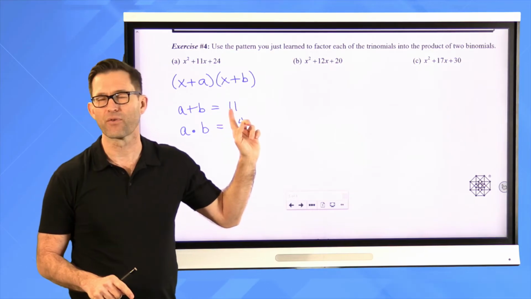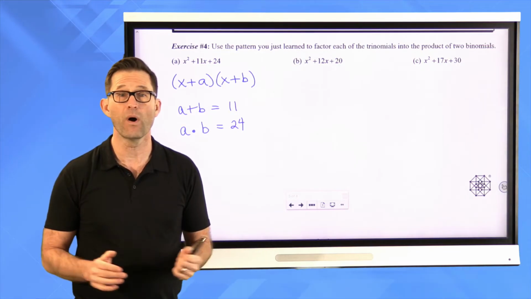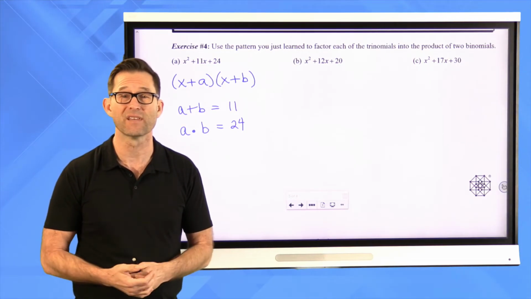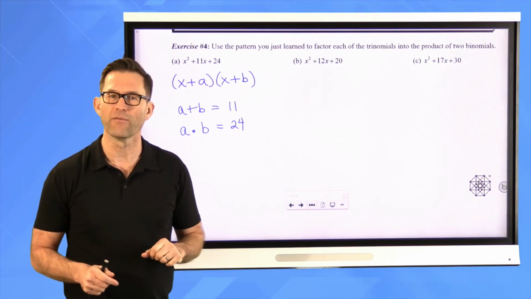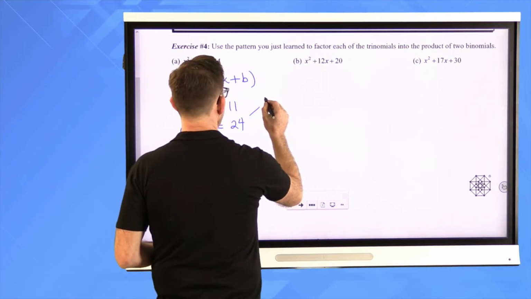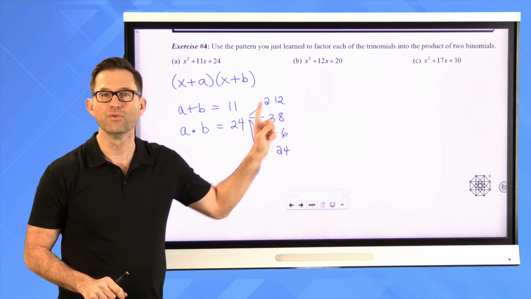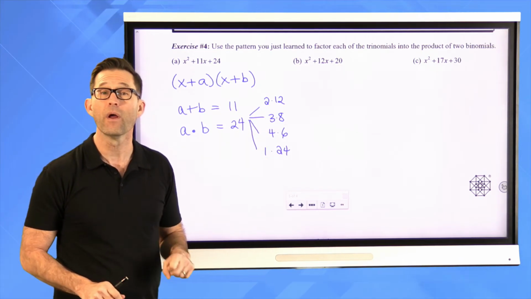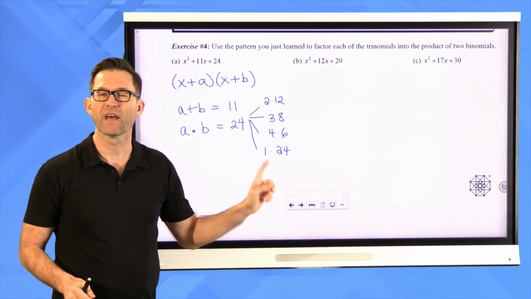Now, I don't like to think about the sum first. I like to think about the product first, and primarily that's because there's a lot of numbers that sum to be 11. 10 plus 1, 9 plus 2, 8 plus 3, 7 plus 4, right? A lot of numbers have a sum of 11. There's fewer numbers, though, that have a product of 24, right? So two numbers that have a product of 24 would be 2 times 12, 3 times 8, 4 times 6, and even 1 times 24, right? So all of these pairs, 2 and 12, 3 and 8, 4 and 6, and 1 and 24, they all have a product of 24. But which one amongst these pairs has a sum of 11?